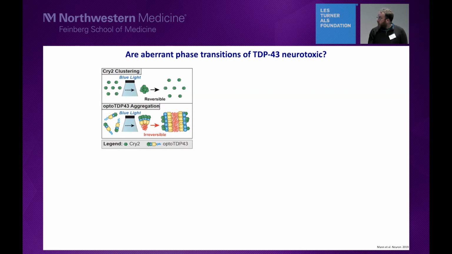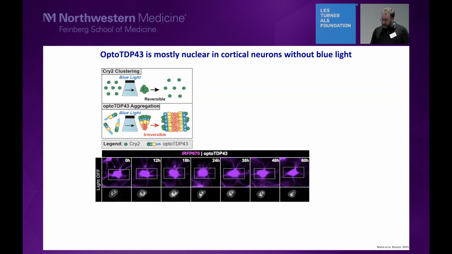But in the context of TDP-43, if we put this tag on TDP-43, in response to blue light, TDP-43 will cluster. But when we take the blue light away, TDP-43 will now have formed these more stable structures that don't spontaneously disperse. And we believe we can actually induce TDP-43 to form disease-relevant structures using this technology. And so if we do that in cortical neurons, here expressing opto-TDP-43, as we call it, in the absence of blue light, what we see is TDP-43 forming these phase-separated condensates inside the nucleus, as we expect it should.